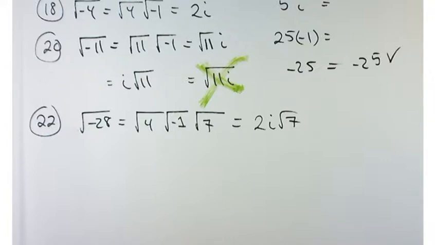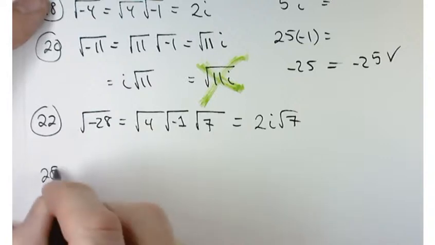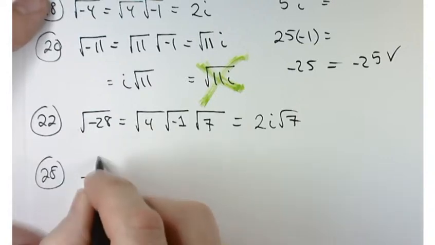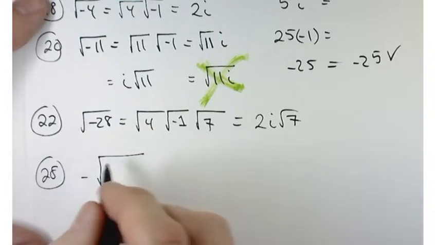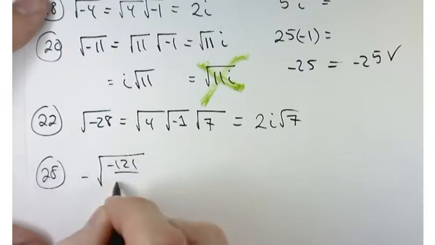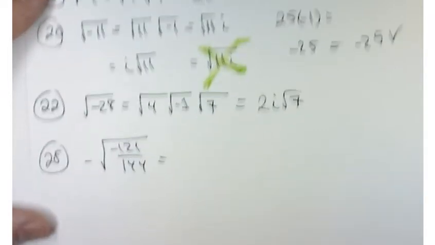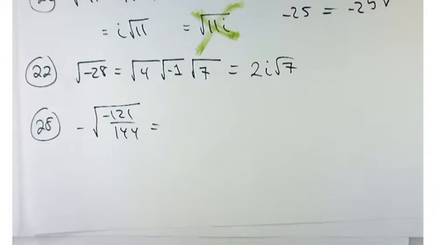Okay. Let's try one last one. Problem number 28. Negative the square root of -121 over 144. This is a good one.